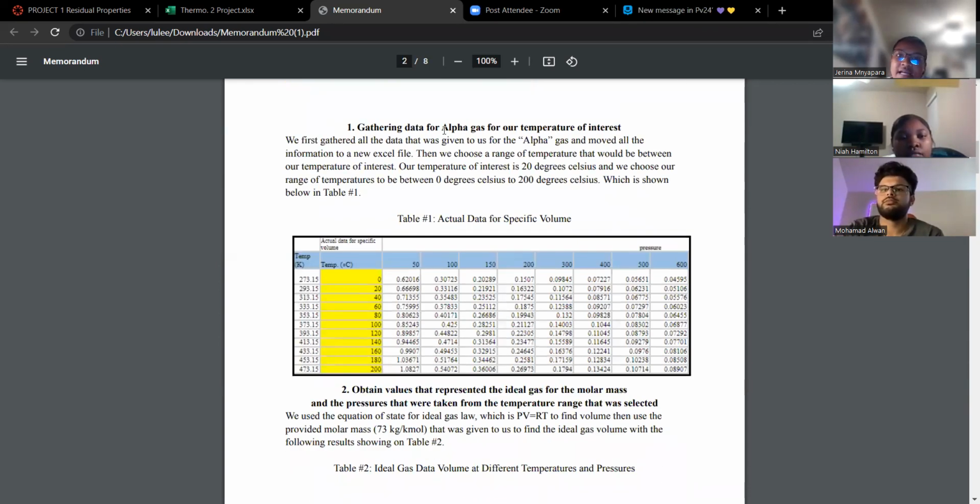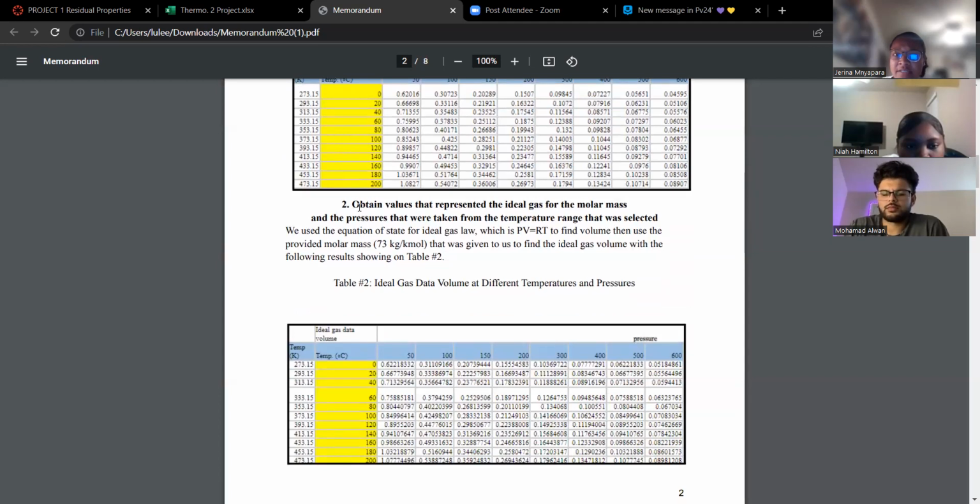So first, to gather our data for the alpha gas for our temperature of interest, which was 20 degrees Celsius, we gathered the data with our chosen range of temperature around our temperature of interest. We decided to choose a range between 0 degrees Celsius and 200 degrees Celsius, which is shown in table 1. As you can see here, our temperatures in Celsius were converted to Kelvin, with our pressures of 50, 100, 150, 200, 300, and so on.